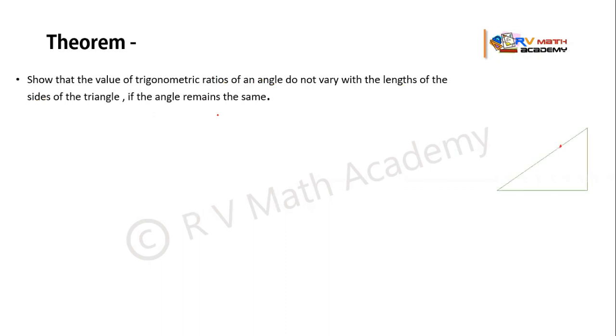So let us consider a right angle triangle, and we can name this vertex as A, this vertex as B, and this vertex as C. So here in this triangle ABC, angle B is 90 degrees. So the side just opposite to 90 degrees is the hypotenuse. The side just opposite to the angle A, because here we are just considering this acute angle A, is known as perpendicular, and the remaining side is known as the base.